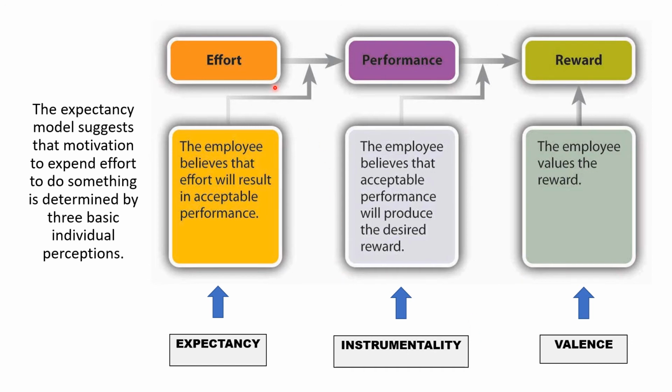Here we have the effort expectancy. The employees believe that the effort will result in acceptable performance. So you will put in your effort, and this effort will bring the performance. The employee believes that the acceptable performance will produce the desired reward. This is the instrumentality. The reward must be something that the employee values. The reward is the valence, something that the employee wants.